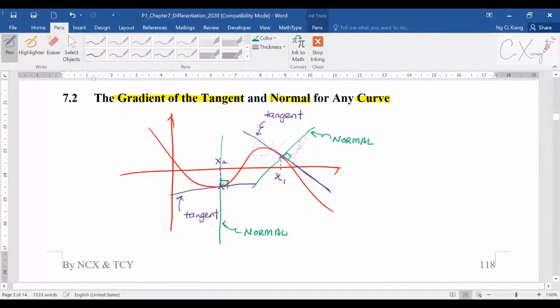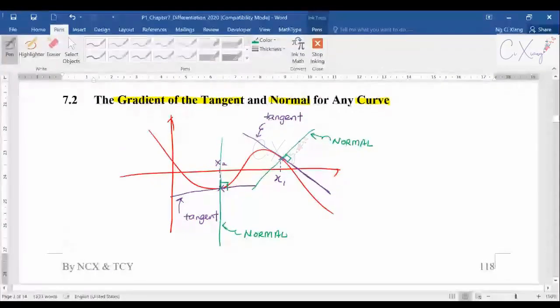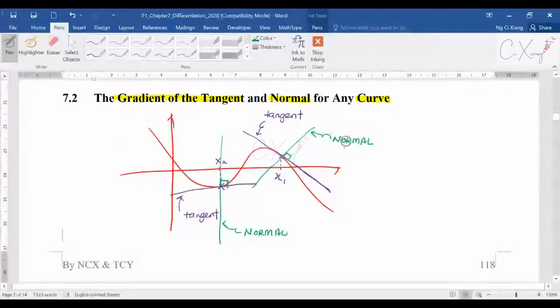For this whole part, we are going to learn how to form the equation of the tangent and how to form the equation of the normal. And of course, there are some concepts you need to apply related to this to answer the question. So we'll start.